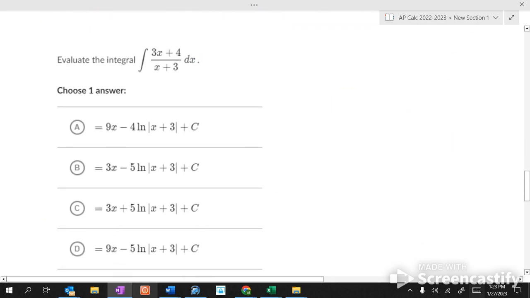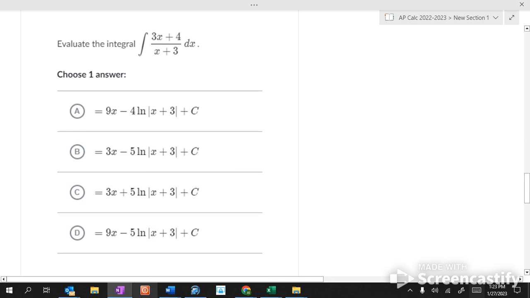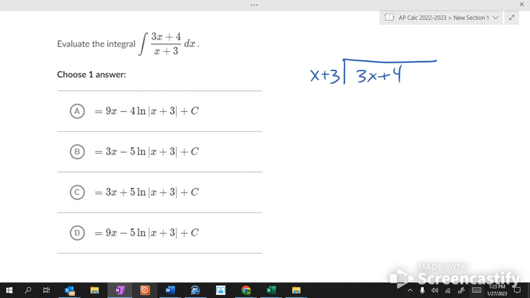Let's do one more of these. So if it doesn't fit into anything above, you do polynomial long division. x plus 3, 3x plus 4. What times x is 3x? 3. And you get 3x plus 9. Change the signs on the bottom row and then add. You get negative 5. So plus negative 5 over x plus 3.